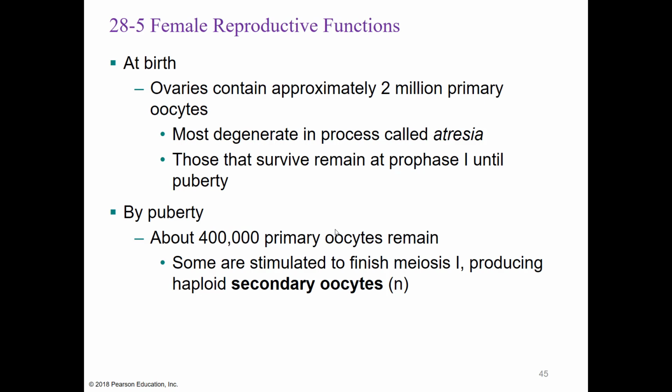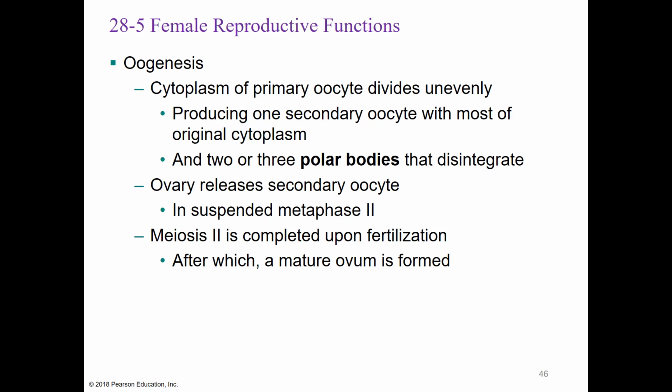So let's look at a little bit more detail of how we get to this. The cytoplasm of a primary oocyte divides unevenly, producing one secondary oocyte with most of the original cytoplasm, and 2 or 3 polar bodies that will disintegrate. The ovary will release this secondary oocyte, which will be suspended in metaphase 2. Meiosis 2 is completed when the oocyte is fertilized. When it becomes fertilized, we then call it a mature ovum.